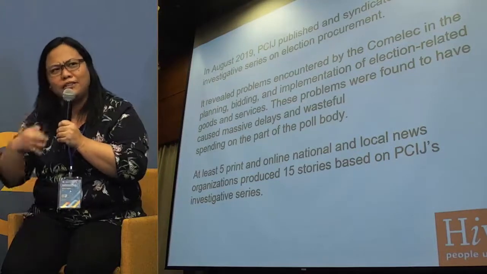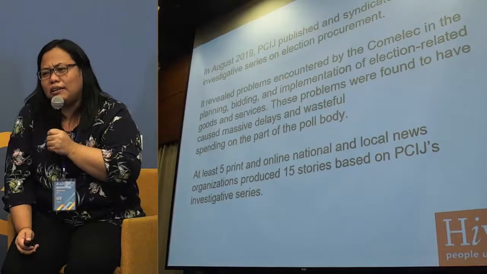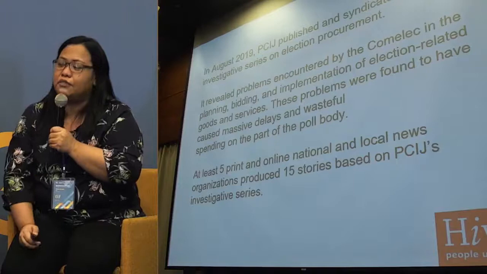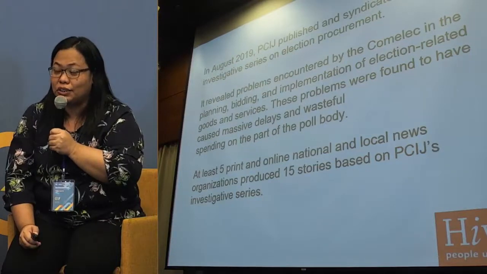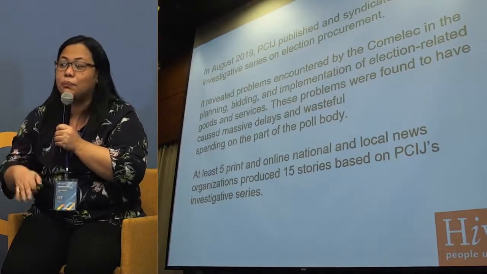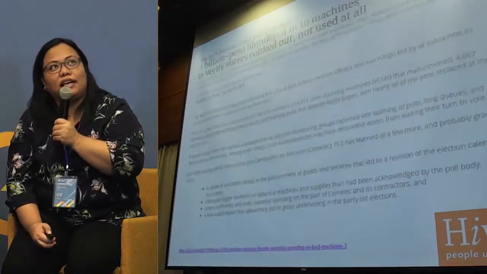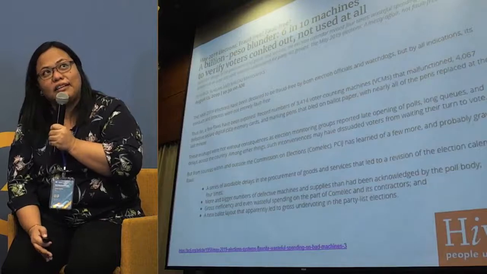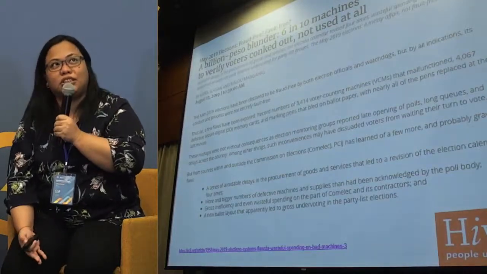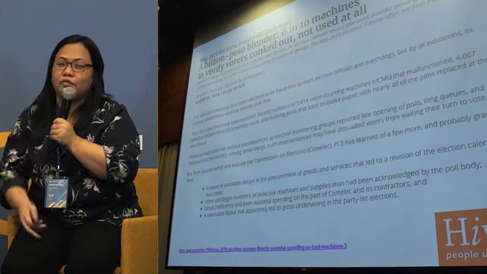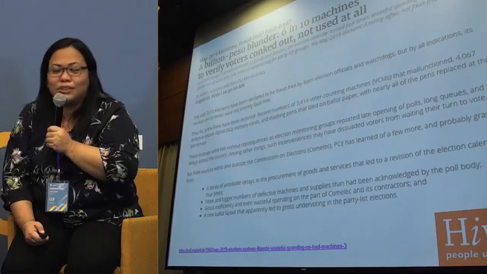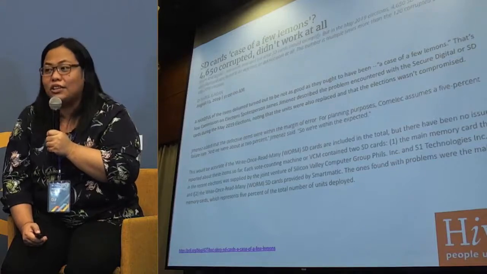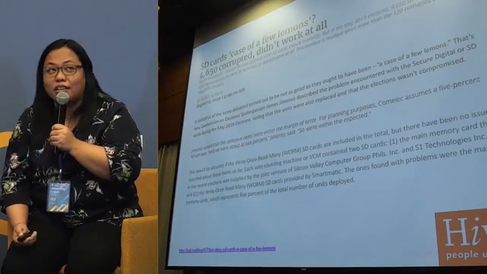So at the end of the day, they were able to have 15 follow-up stories from different news organizations as well, based on the initial reports that they drafted. And here are some of what they've highlighted. They found out that 6 in 10 machines to verify voters were actually not used at all. It was unusable. 4,650 SD cards were corrupted, therefore not used again.